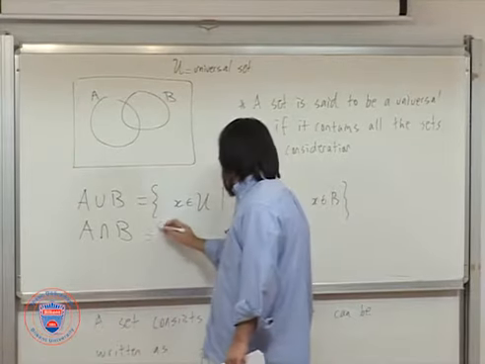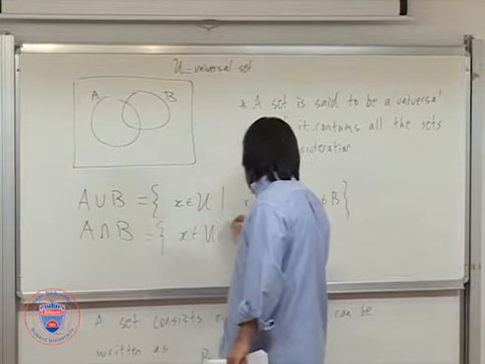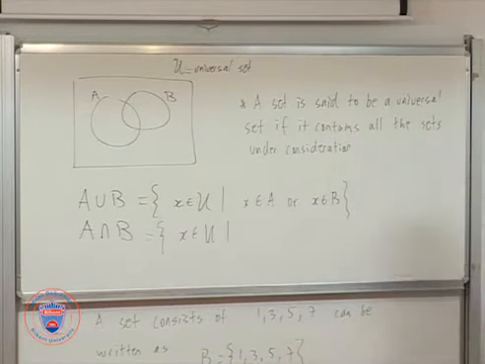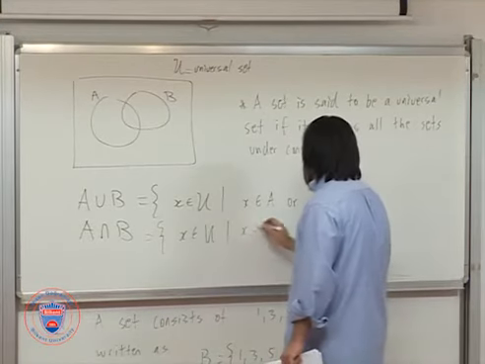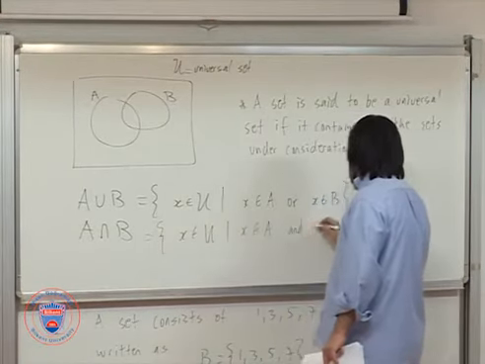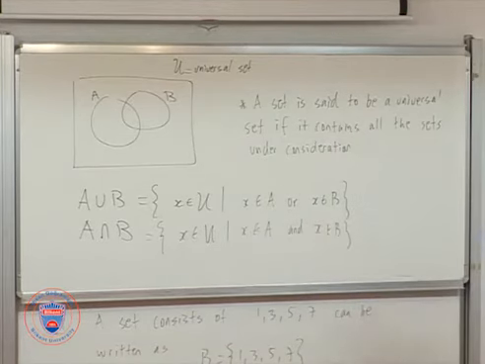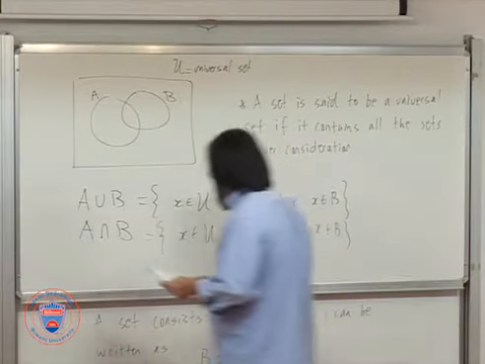And the intersection is close. We don't even use the universal set for that. We could have used A as well. But how do you write the description of things in the intersection? With and, right? So x is in A and x is in B. So these are terminology and notation.